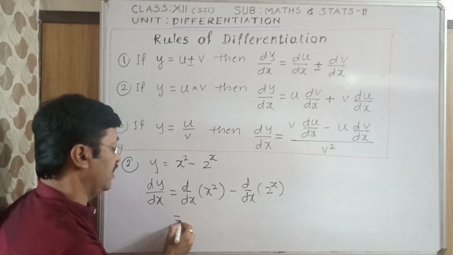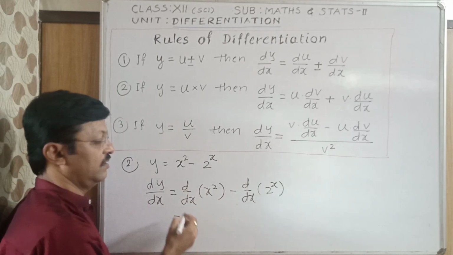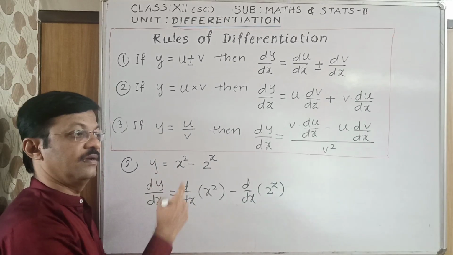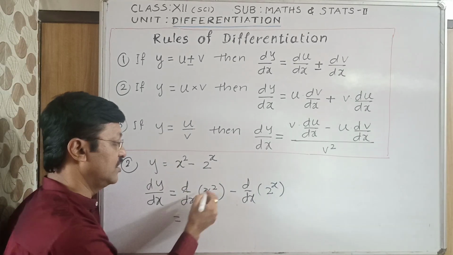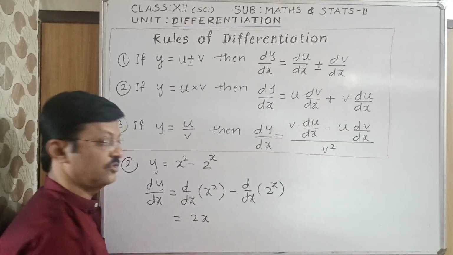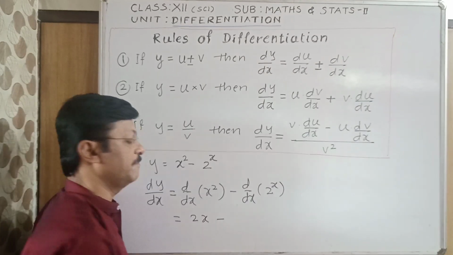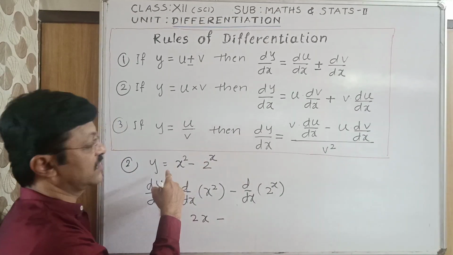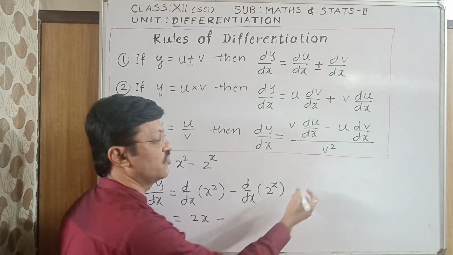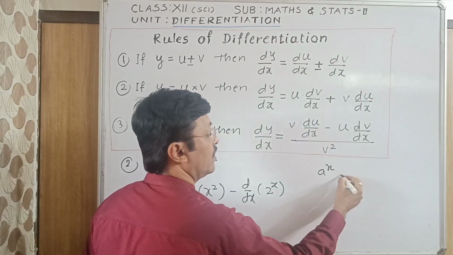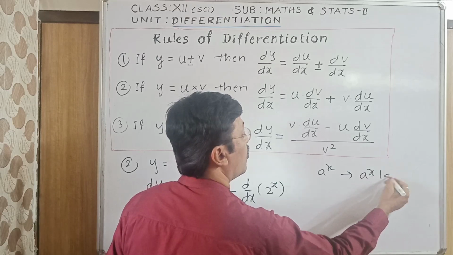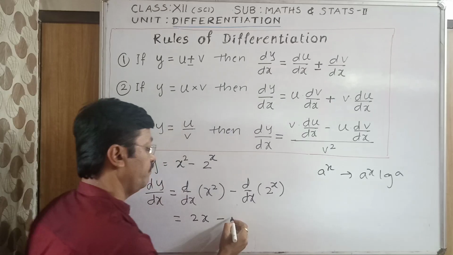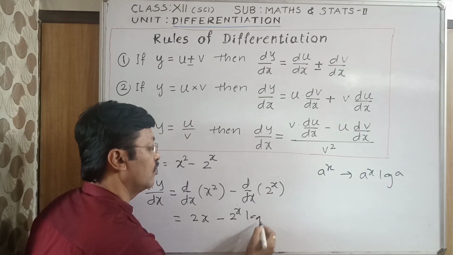If you simplify, d by dx of x square looks like x raised to n. So the first formula, n x raised to n minus 1, gives the derivative of x square as just 2x. You should remember them. Then minus d by dx of 2 raised to x. Now this 2 raised to x is different from x square. It fits in the a raised to x form. The derivative of a raised to x is a raised to x log a. So the derivative of 2 raised to x is 2 raised to x log 2.